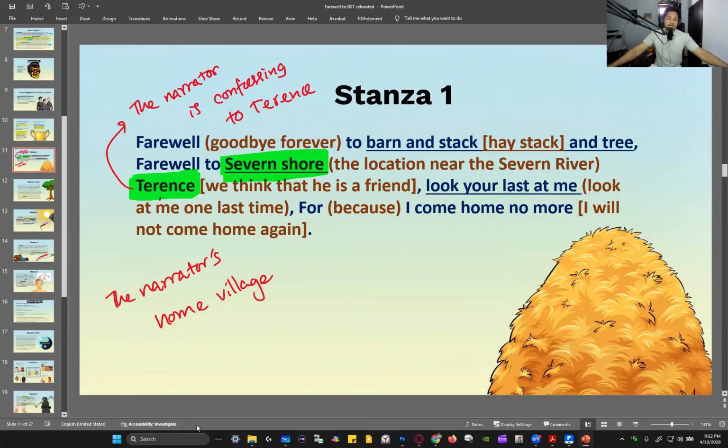But Sadin is better than this narrator who has murdered his brother. What is the name of the narrator's brother? It is Maurice. The narrator is confessing to Terence, and what does he say? Terence, look your last at me, for I come home no more.